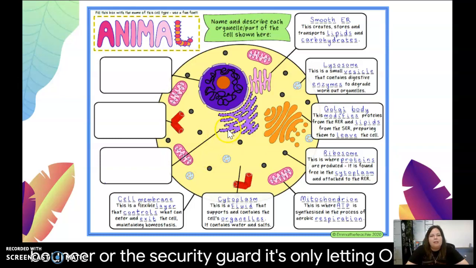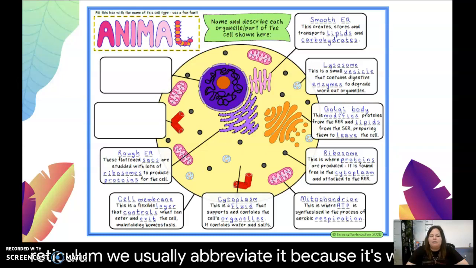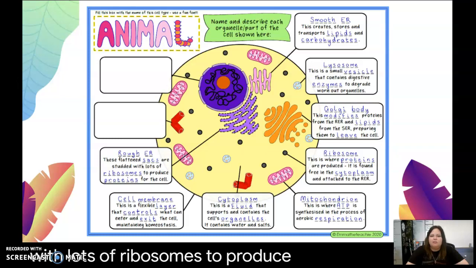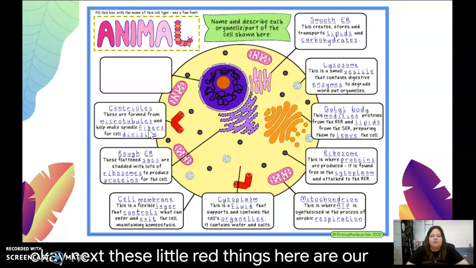So then we've got our rough ER, again, ER, endoplasmic reticulum. We usually abbreviate it because it's way easier to say ER. These flattened sacs are studded with lots of ribosomes to produce proteins for the cell. Okay. Next, these little red things here are our centrioles.